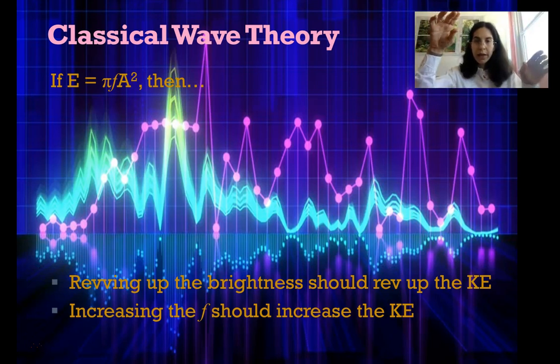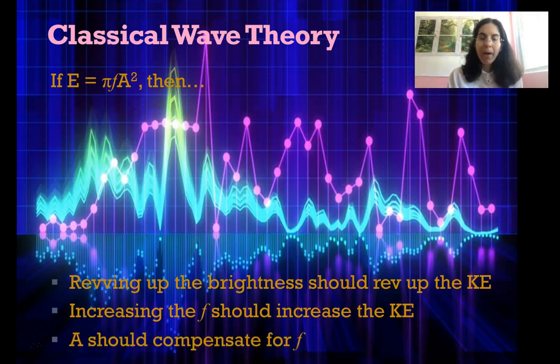Hey, Einstein's got two hands, he can work two knobs. If he turns up the brightness a certain amount and turns down the frequency a certain amount, then eventually he should be able to get the two dials to compensate for each other. One increase should knock out the decrease. What's more, a graph of kinetic energy versus amplitude should be a nice parabolic shape, whereas a graph of energy versus frequency should be linear.